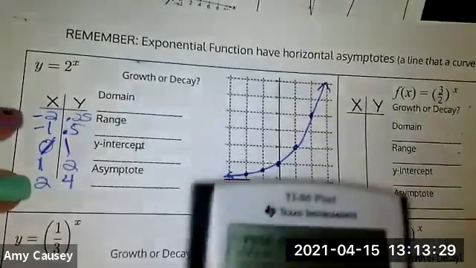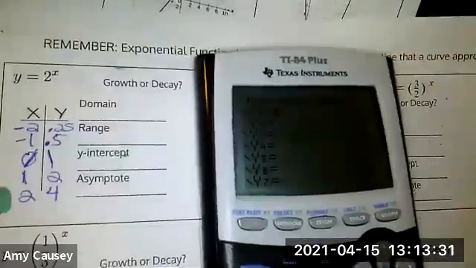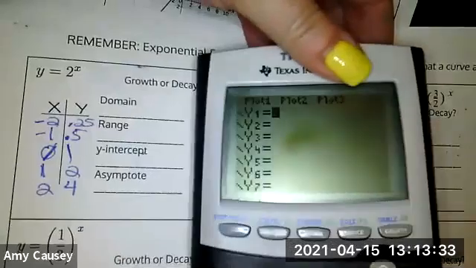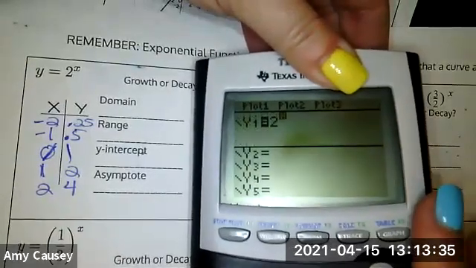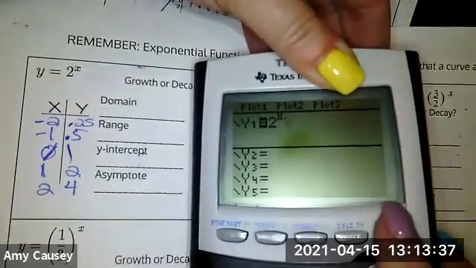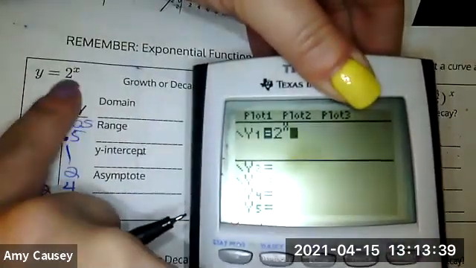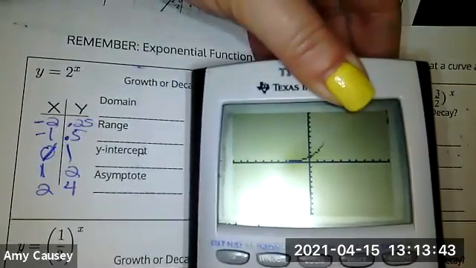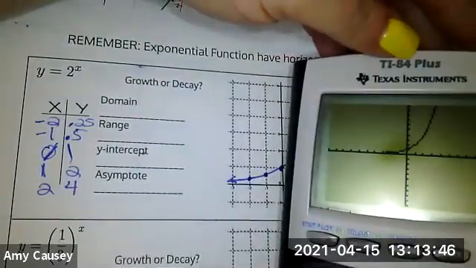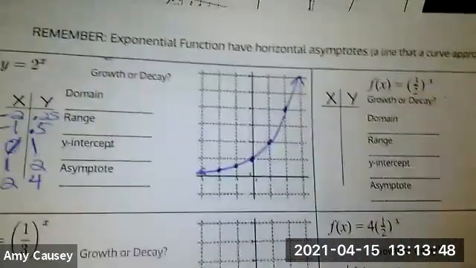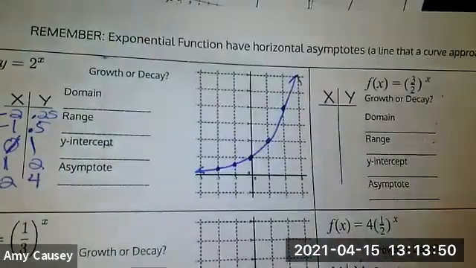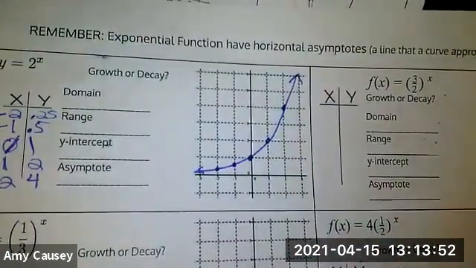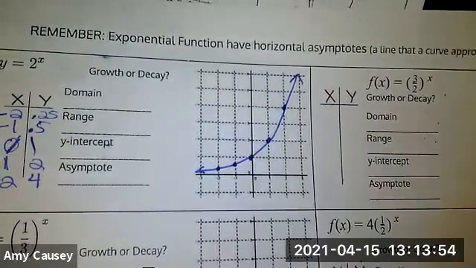You could even look at that in your y equals. So if you wanted to graph it here, to just double check your graph, you could put 2 to the x. So just type it in exactly like I see it and hit graph. Same thing. So what would our domain be? So you're going to go D for domain and then R for range.